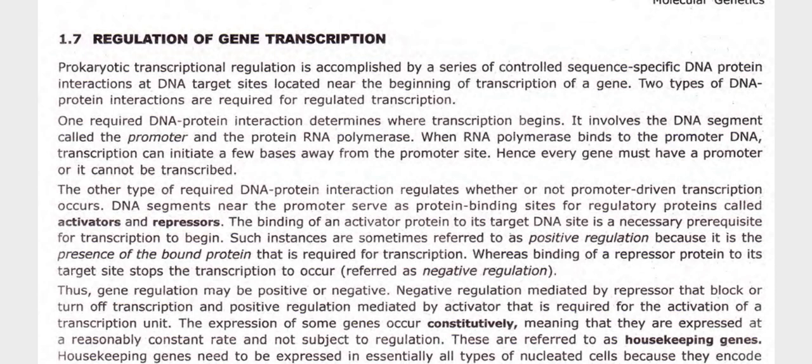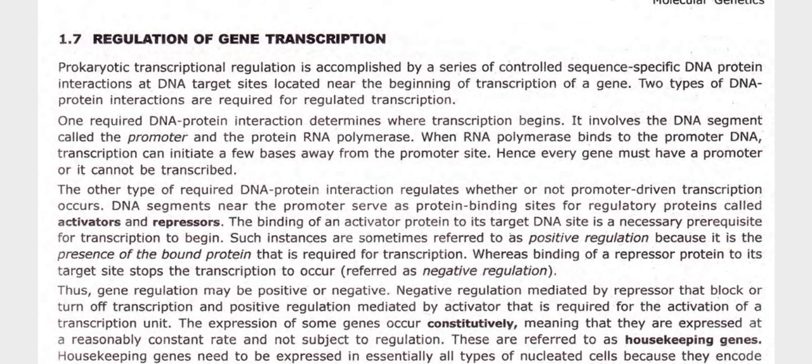The other type of required DNA-protein interaction regulates whether or not promoter-driven transcription occurs. A DNA segment near the promoter serves as a protein binding site for regulatory proteins called activator and repressor. The binding of an activator protein to its target DNA site is a necessary prerequisite for transcription to begin. Such instances are sometimes referred to as positive regulation because it is the presence of bound protein that is required for transcription.